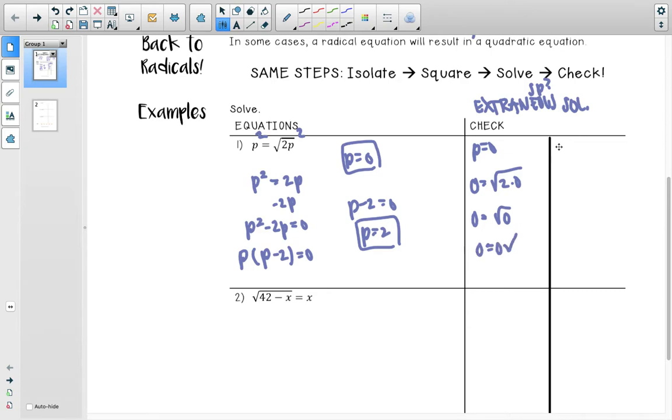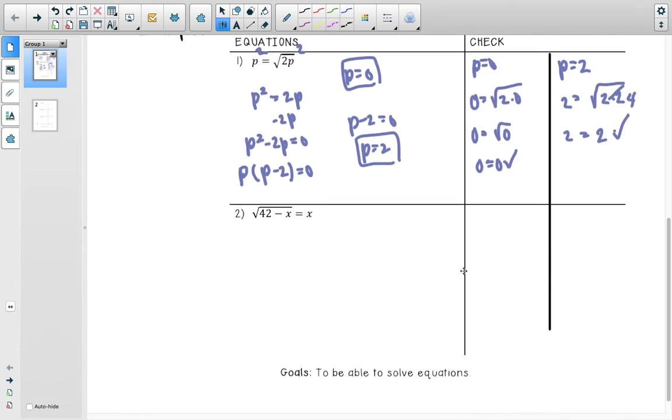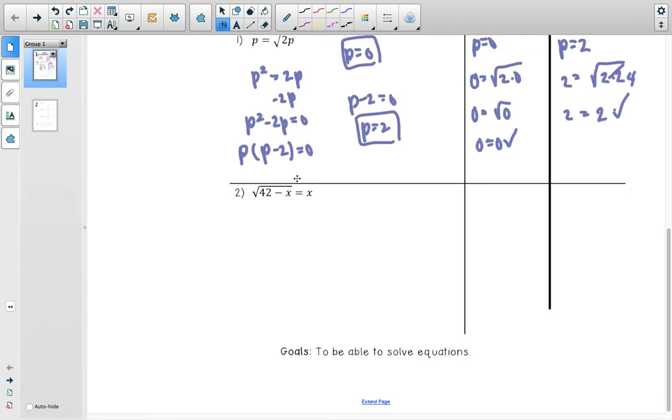So it works. And then the next one we're going to do is p equals 2. And plug that in. So you have 2 equals the square root of 2 times 2, because p is 2. That's 4, and the square root of 4 is 2. So we're good. Okay, next problem. Alright, so we have to square both sides to get rid of that square root. And kind of like example number 2, you need to solve for x.